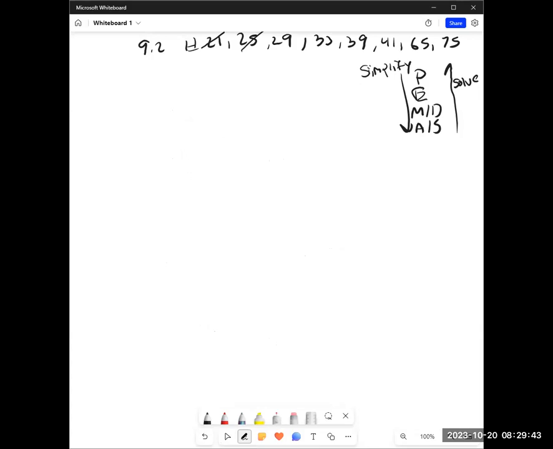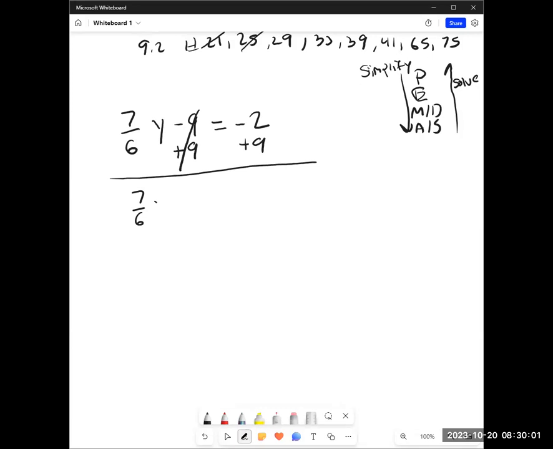Now let's look at 7 over 6 y minus 9 is equal to negative 2. So we're going to isolate the variable by adding 9 to both sides. 7 over 6 y is equal to 7. And I'm just going to write this as 7 over 1. Left myself some space here to do my multiplication.